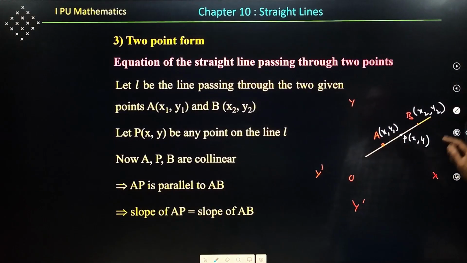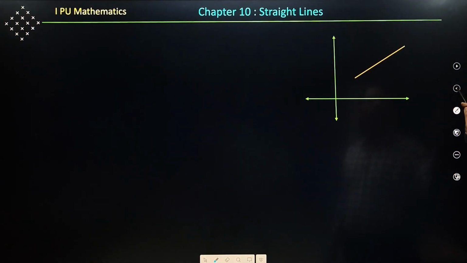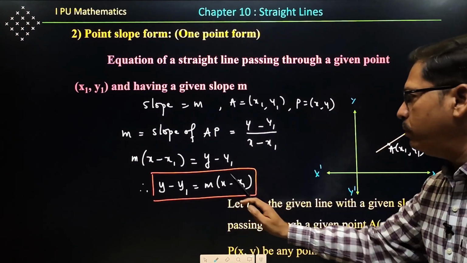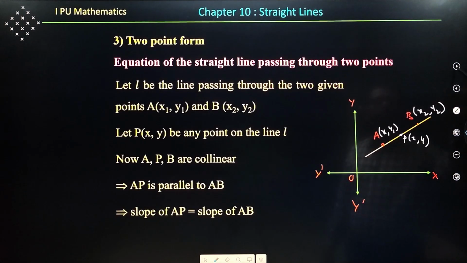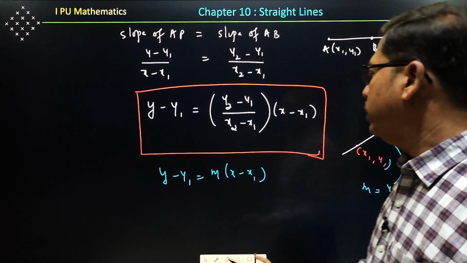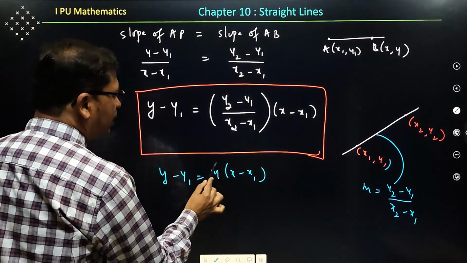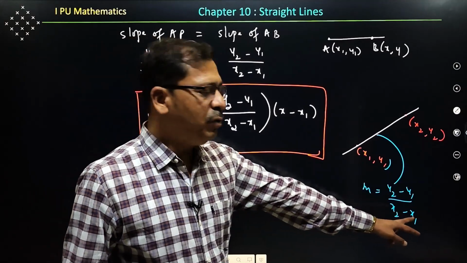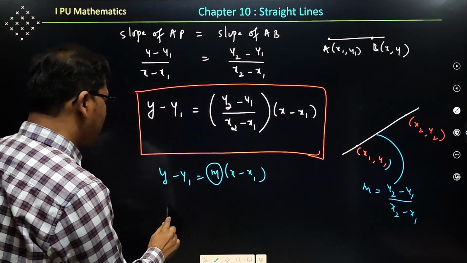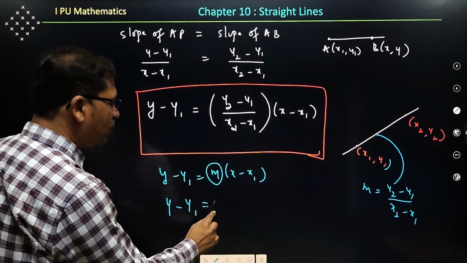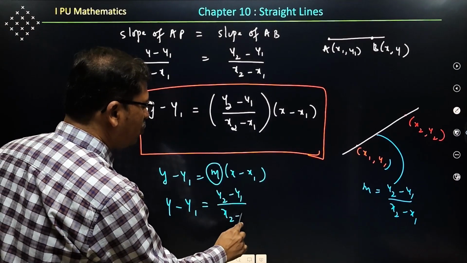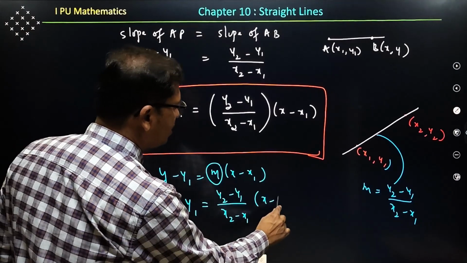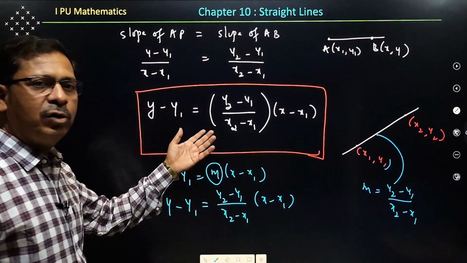This equation, see here. Previously I just proved it. This one: y minus y1 is equal to m into bracket x minus x1. If you use this one, we can write this equation. But what is m? m is nothing but y2 minus y1 divided by x2 minus x1. So y minus y1 is equal to y2 minus y1 divided by x2 minus x1 into bracket x minus x1. So we got the equation.